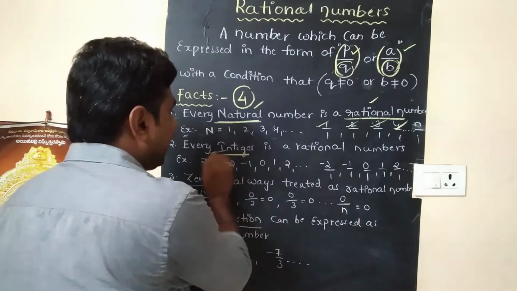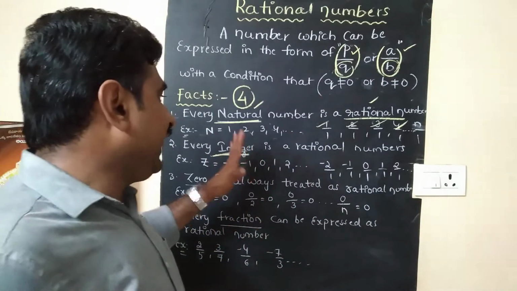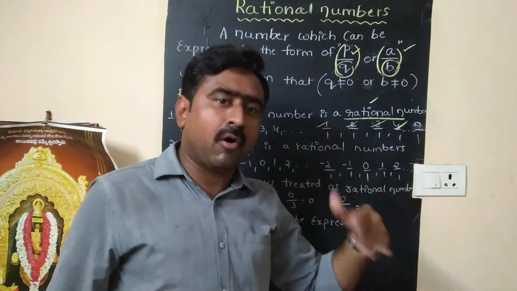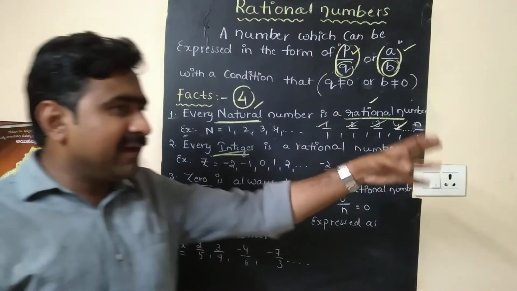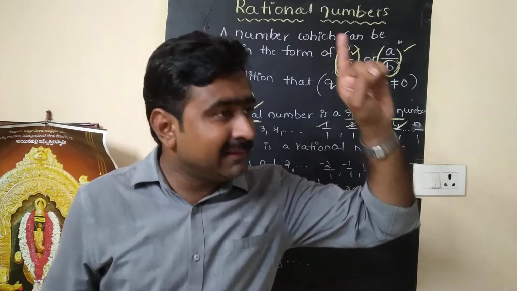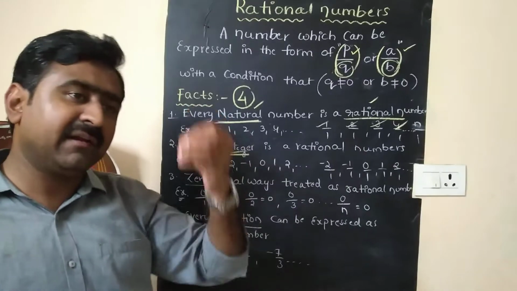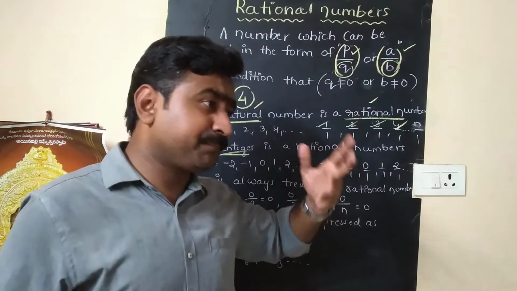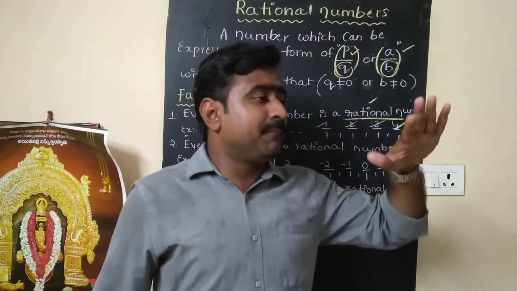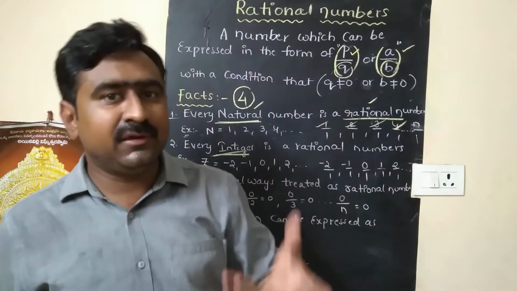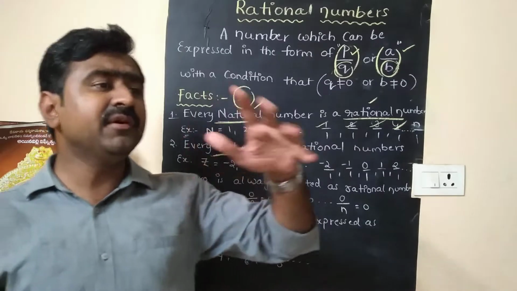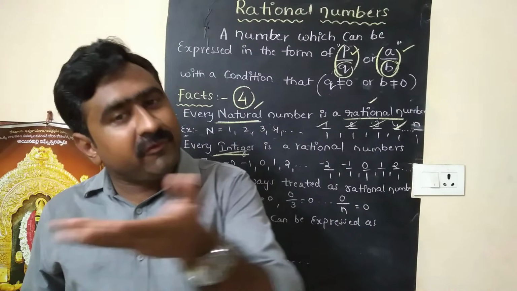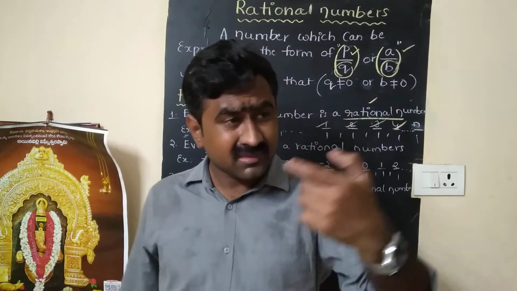The second fact is about integers. Every integer can be expressed as a rational number, or every integer is also a rational number. The first fact is about natural numbers, and the second fact is about integers. Generally we know that integers are mainly of 2 types, besides 0: positive integers and negative integers, and 0. Correct or not? If you take negative integers, minus 1, minus 2, minus 3, minus 4, like that. If you take positive integers, 1, 2, 3, 4, like that, including 0.